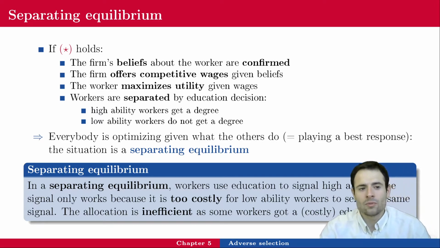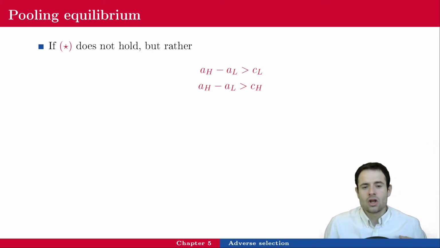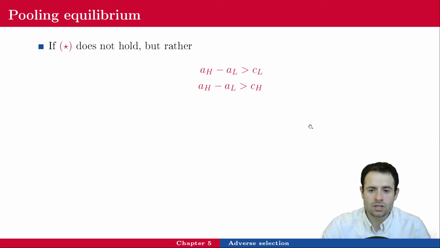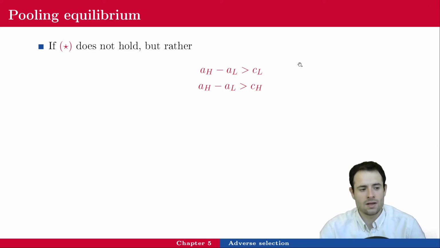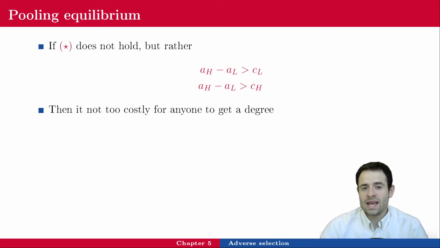Now, I talked about a separating equilibrium, so there is going to be a pooling equilibrium. Imagine now that the previous condition does not hold anymore, and both types of workers will find it worthwhile to pursue education. So even the low ability workers will decide to get education because it is not too costly for them. In this case, it is not too costly for anyone to get a degree.